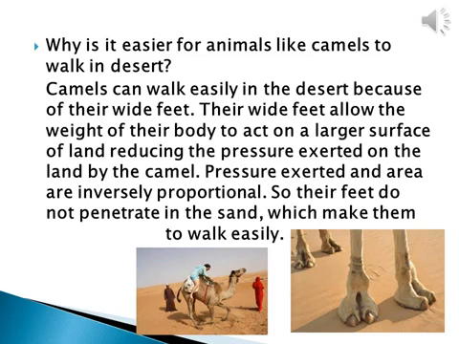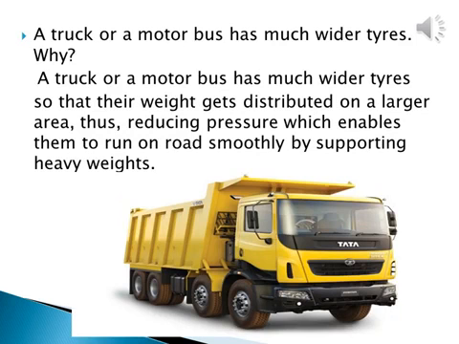Answer is, camels can walk easily in the desert because of their wide feet. Their wide feet allow the weight of their body to act on a larger surface area of land, reducing the pressure exerted on the land by the camel. Pressure exerted and area are inversely proportional, so their feet do not penetrate in the sand, which makes them walk easily. And third question is, a truck or a motor bus has much wider tires. Why? Answer is, a truck or a motor bus has much wider tires so that their weight gets distributed on a larger area, thus reducing pressure, which enables them to run on road smoothly by supporting heavy weights.